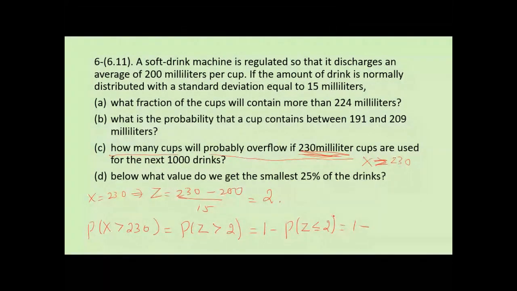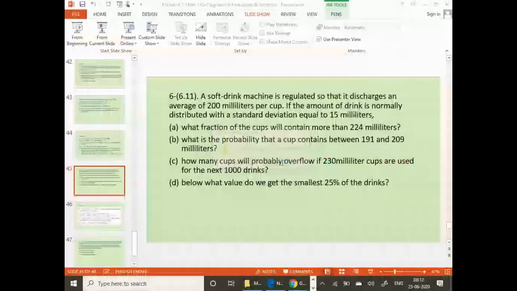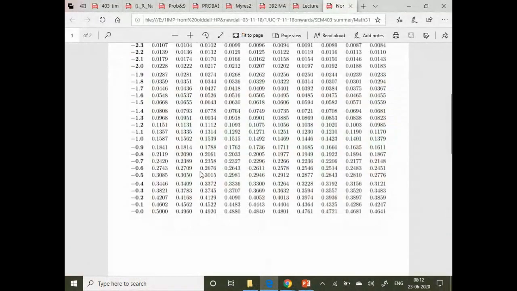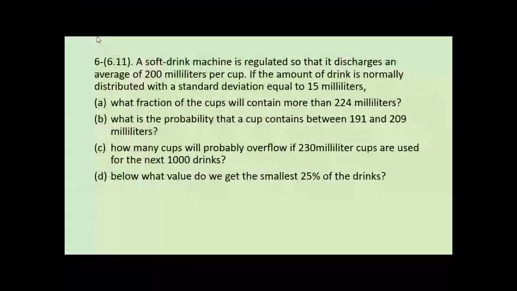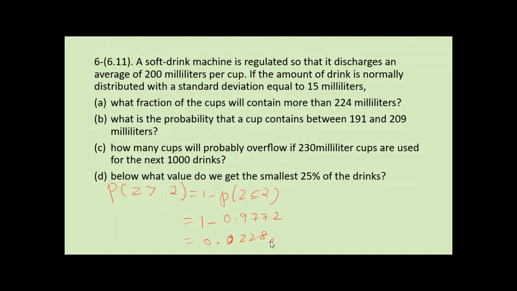Left side of 2, what is it? We will go to the table. We go to the table, left side of positive 2. 2 is here, 0.9772, right? Okay. So the formula says that probability of z greater than 2 is 1 minus probability of z less than or equal to 2, which is 1 minus 0.9772. The answer is 0.0228.